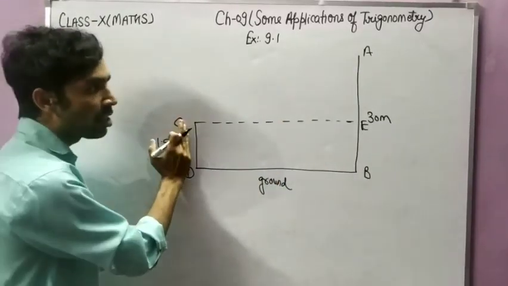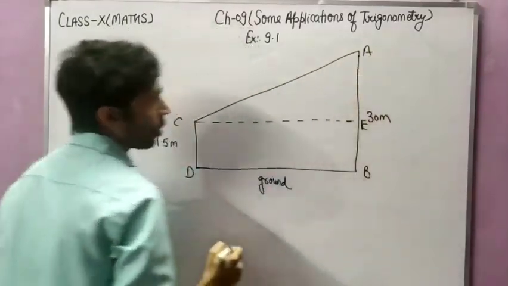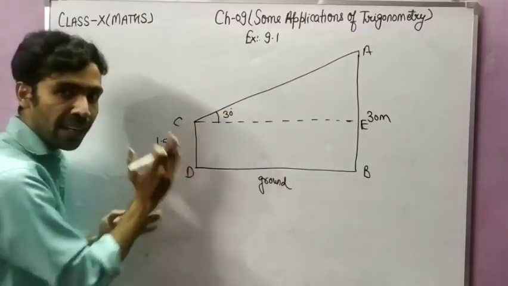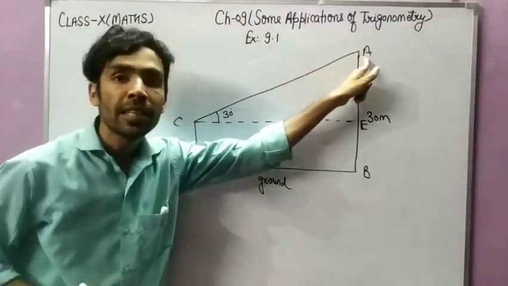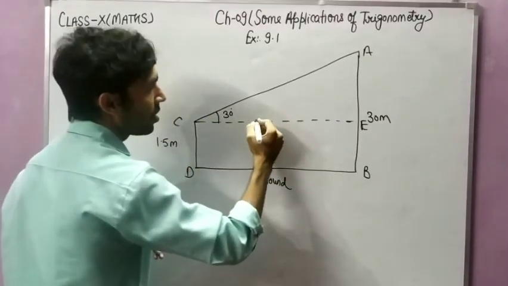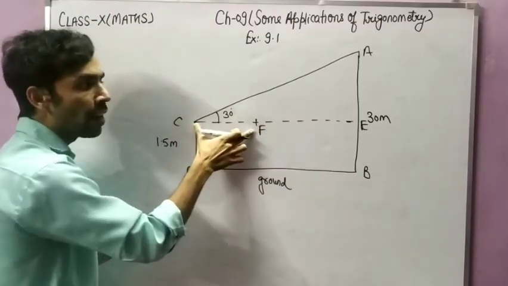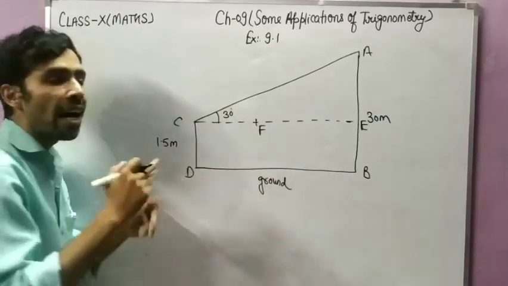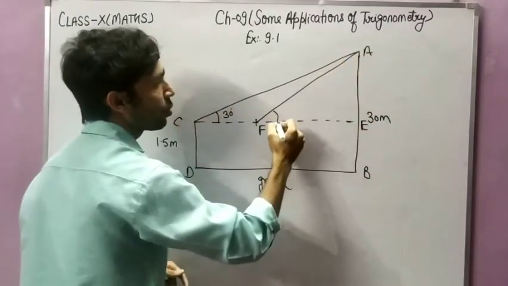It means at the initial position the angle of elevation from his eyes to the top of the building is 30 degree. At point C, at the initial level, the angle of elevation is 30 degree, and when he moves some distance, suppose he has covered some distance like CF, suppose the boy is moving towards the building and he covered CF distance, then at point F the angle of elevation increases to 60 degree.